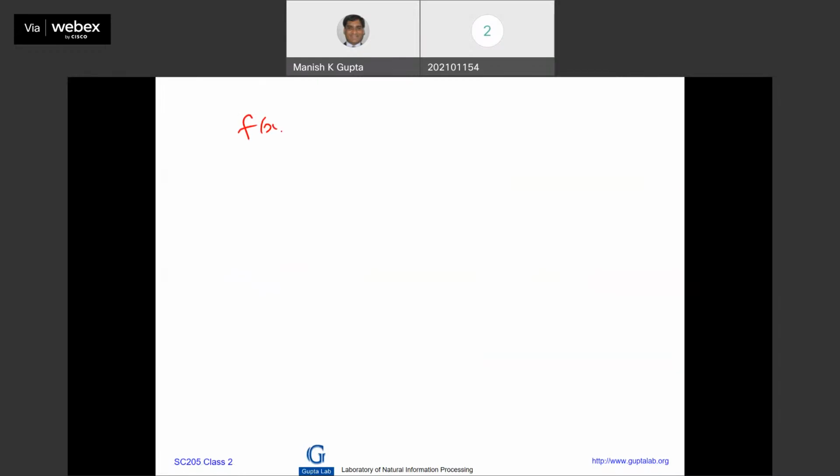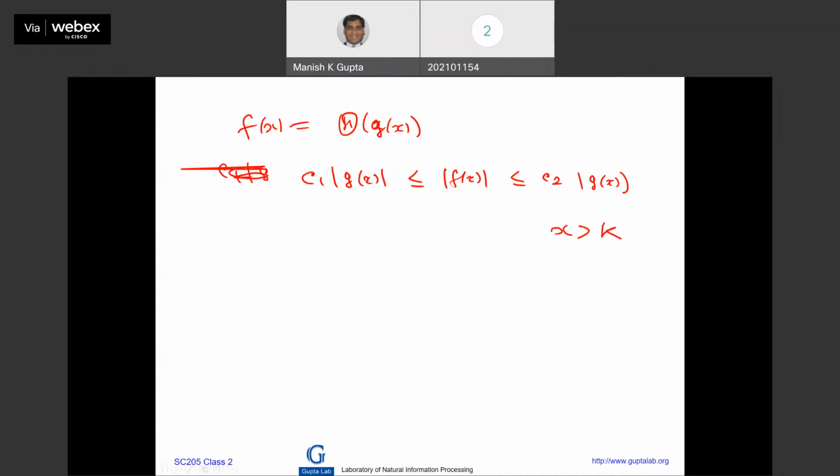So we say that f of x is big theta of g of x if there exist constants c1 and c2 such that c1 times mod of g of x is less than or equal to mod of f of x, which is less than or equal to c2 times mod of g of x, whenever x is greater than k. So when both things are satisfied, we say that f of x is theta of g of x. That means f of x is big O of g of x and f of x is big omega of g of x. Both conditions are satisfied.